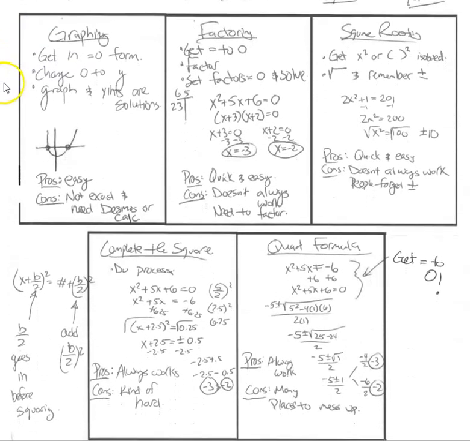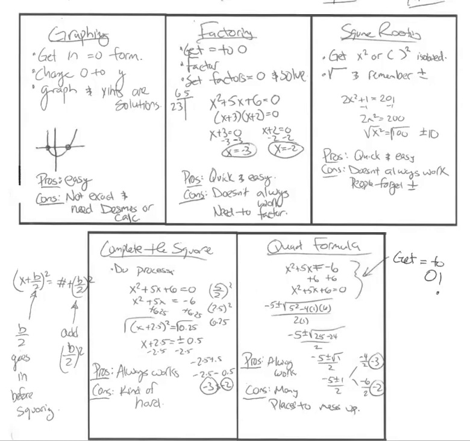So when you are graphing, while you don't technically have to get one side equal to 0, it's really nice to get one side equal to 0 because then you could say the x-intercepts are your solutions. So get it into equals 0 form, change the 0 to a y, graph it, and your x-intercepts are going to be your solutions. The benefit of this is it's super, super easy. The cons of it are that they are not exact answers. And if you do not have Desmos or you don't know how to use a calculator, it's going to become pretty hard to graph super, super accurately without some kind of graphing software.